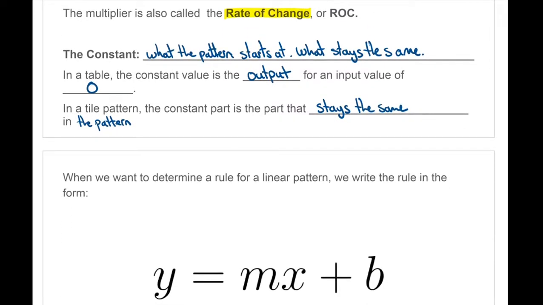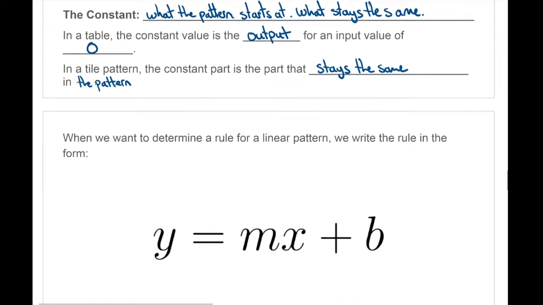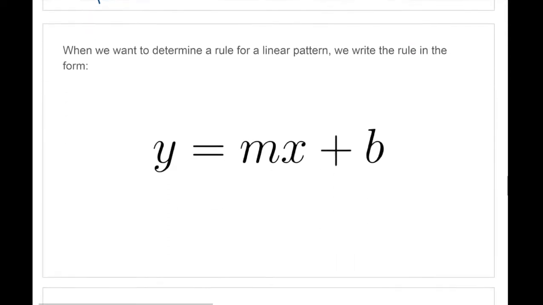When we want to form a rule in a linear pattern, we write the rule in the form y equals mx plus b. We've talked about this before. Now there are two key parts, the m value and the b value. The m value is what we refer to as the multiplier.